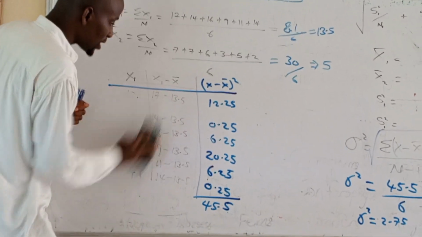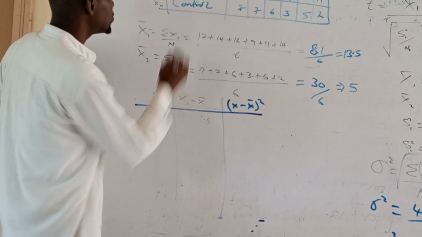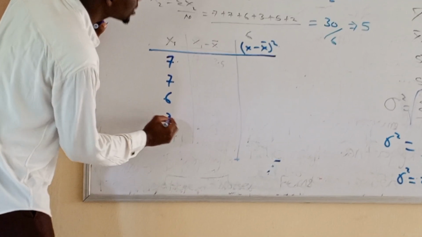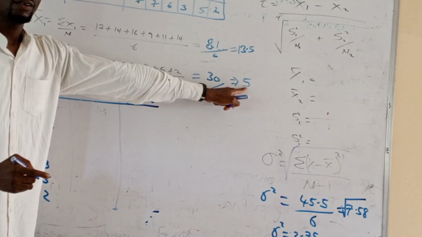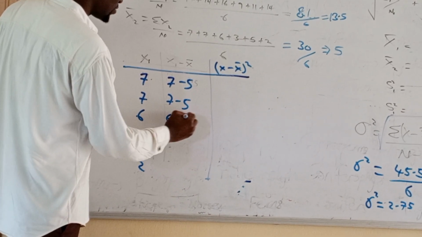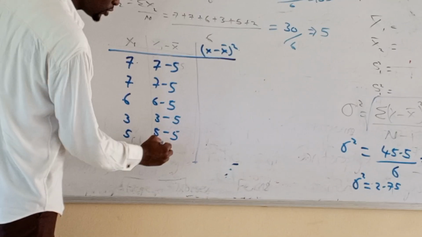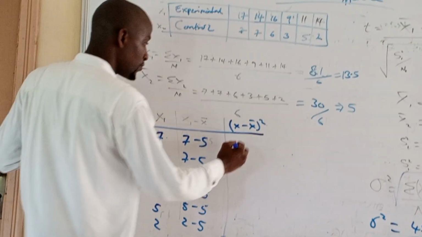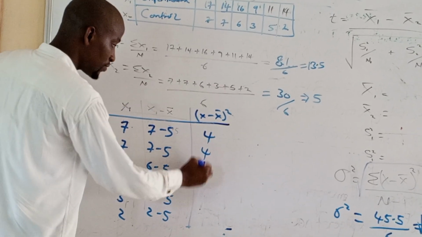So by now you are supposed to be able to replicate for the second one without wasting much time. So let us just do that once and for all, and we then compute. For the second one, we have 7, 7, 6, 3, 5, and 2. And our mean is what? 5. So we have 7 minus 5, 7 minus 5, 6 minus 5, 3 minus 5, 5 minus 5, then 2 minus 5. 7 minus 5 is 2. So 2 square will give you 4. Similarly, 6 minus 5 is 1. 1 square will also give you 1.